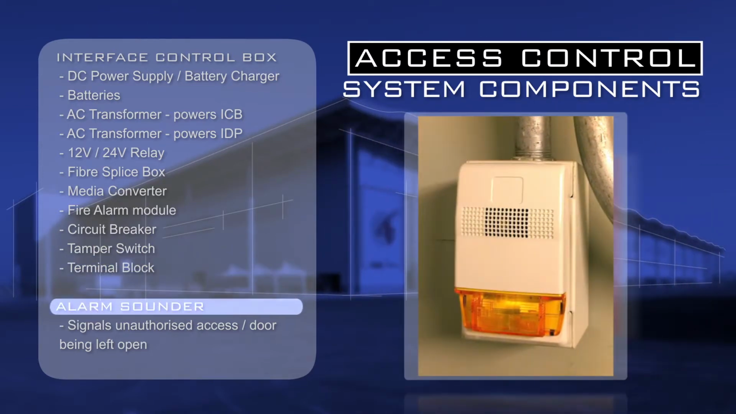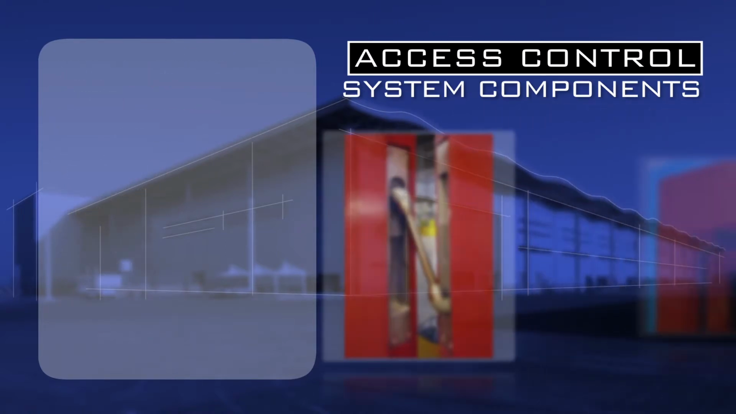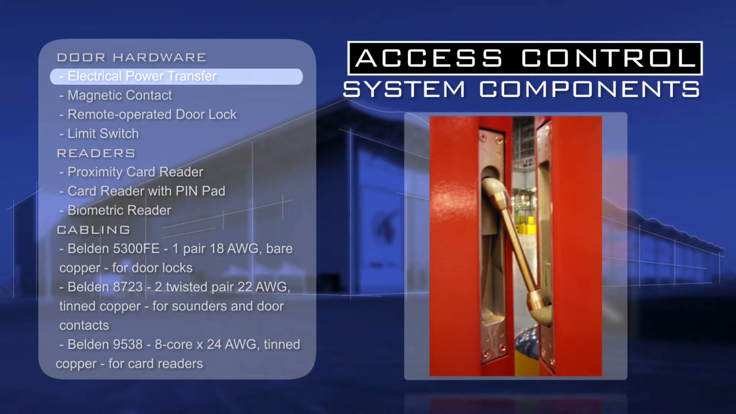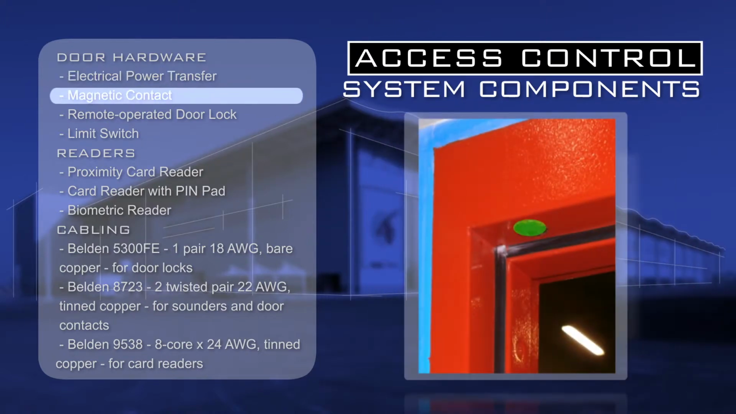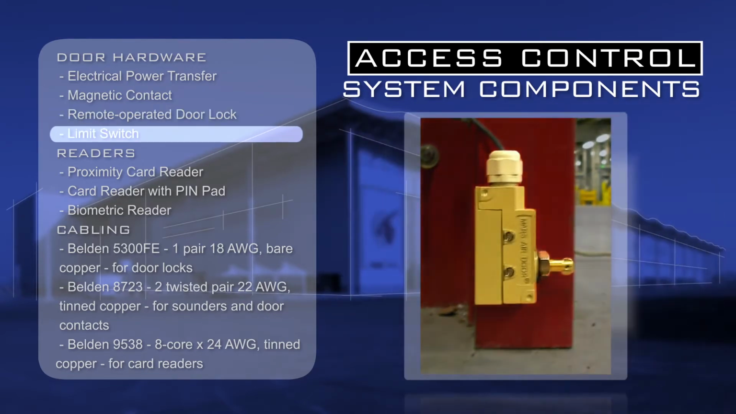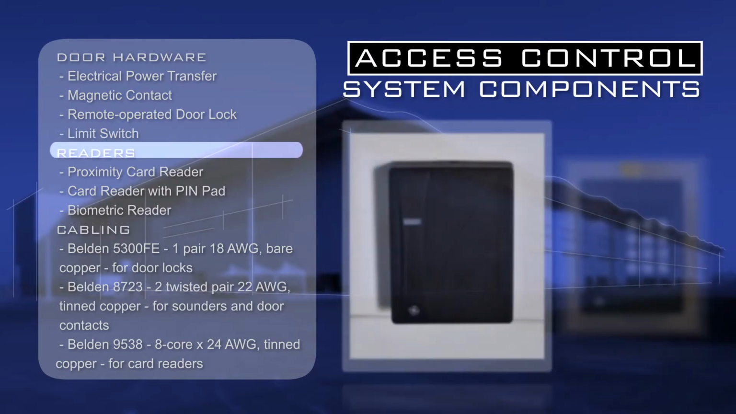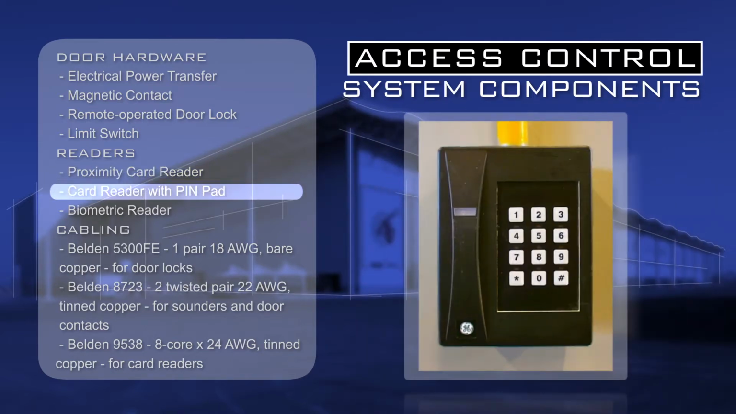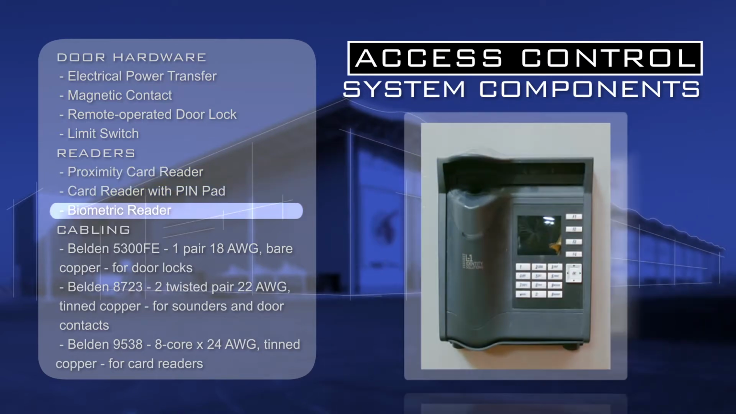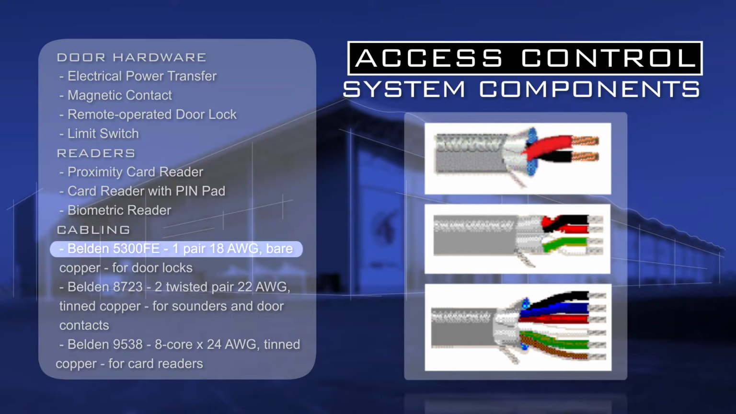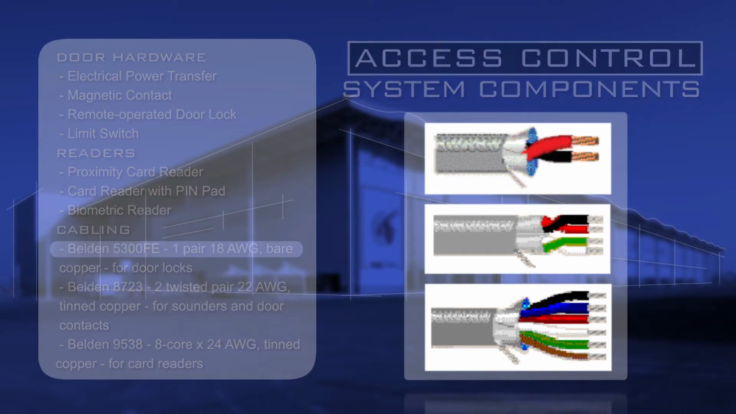There's an alarm sounder, which signals unauthorised access or a door being left open. Door hardware consists of the electrical power transfer, magnetic contact, remote-operated door lock, and limit switch. There are a number of readers. These are proximity card reader with pin pad, and biometric reader. There are 3 types of cabling in use: for the door locks, sounders and contacts, and for card readers.